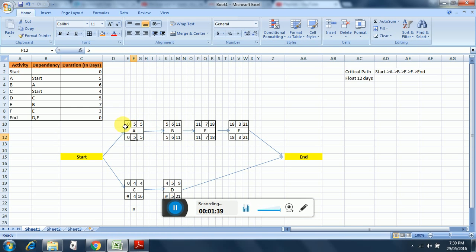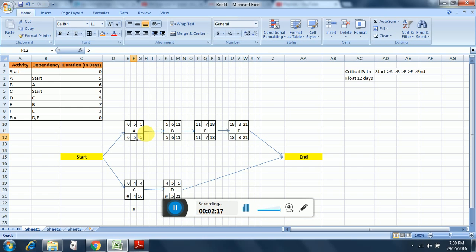So here we will start with activity A. Activity A has a dependency on start. It has a duration of 5. So we start with the time of 0, add 5, and then it becomes 5. 0 plus 5 equal to 5, obviously. Then we go to B. B has a dependency on only A, so the arrow points from A to B. It has a duration of 6. So this 5 is carried from here to here.